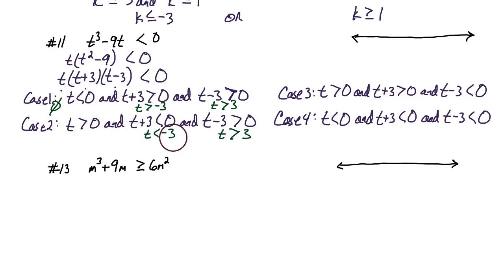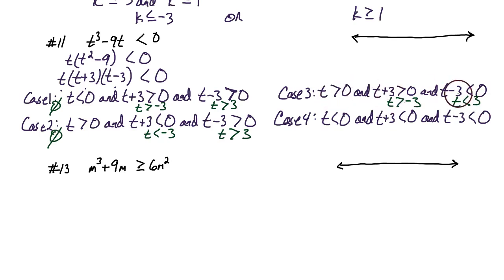Are there any numbers that are greater than 0 and they're also less than negative 3? Case 2 results in an empty set. Now go over to case 3. This one's good to go. Right here we could subtract 3 from both sides. And over here we could add 3 to both sides.